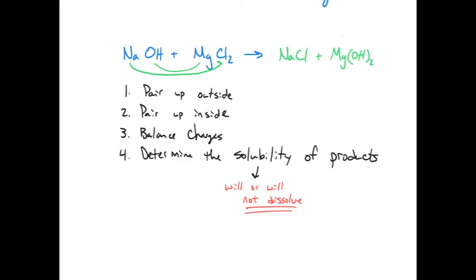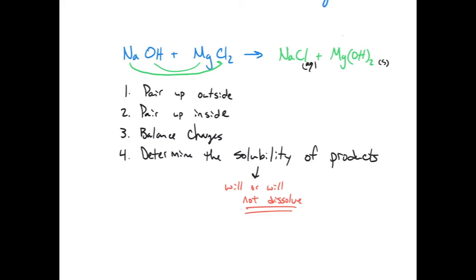So here's how this table works. I find my two ions, sodium and chlorine. Now I take my solubility rules and I find out that sodium chloride is soluble, so I'll label it with an AQ for aqueous. Now I'm going to do the same thing for magnesium hydroxide, and I find that magnesium hydroxide is insoluble because magnesium is not one of the exceptions that would allow hydroxides to be soluble.